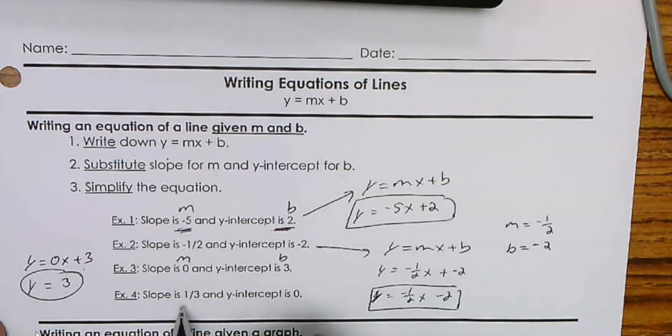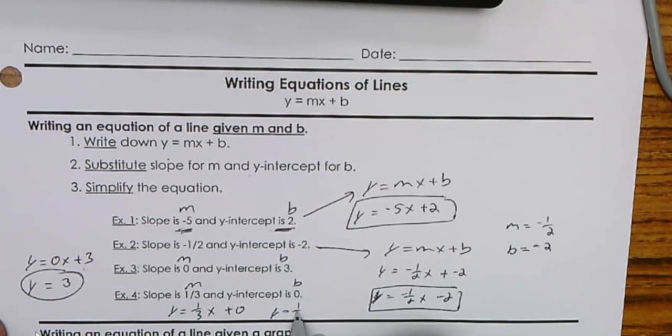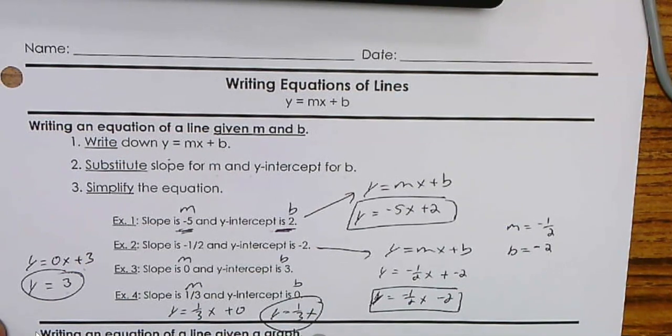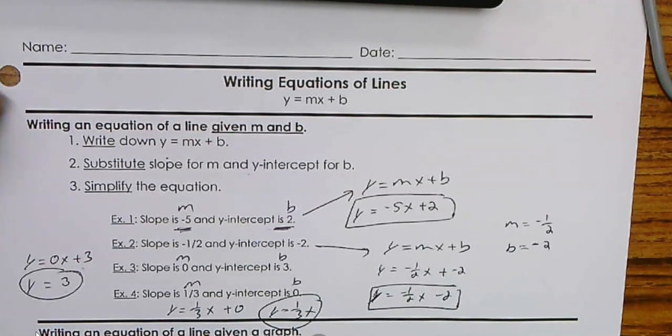In my last one, my slope is 1/3 and my y-intercept is 0. So I'll write y equals 1/3 x plus 0, or y equals 1/3 x. Either way is good, but you usually don't see plus 0 on the end unless that's the only thing over there. Since you have a 1/3 x over there, you don't need the plus 0. But you could write it if you want. All right, look at a second type.